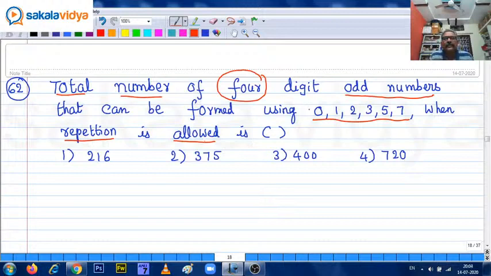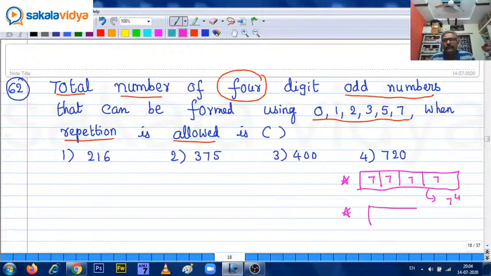But 4-digit means if 0 comes in the first place, that is not a 4-digit number. So we get two cases here, you need to remember. First place, second place, third place, fourth place. How many digits do we have here? 1, 2, 3, 4, 5, 6. Without any restriction, this is 7 ways, 7 ways, 7 ways, 7 ways. This will be 7 to the power of 4.